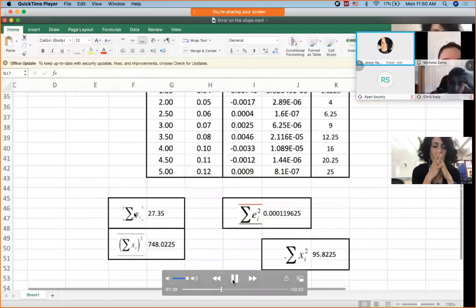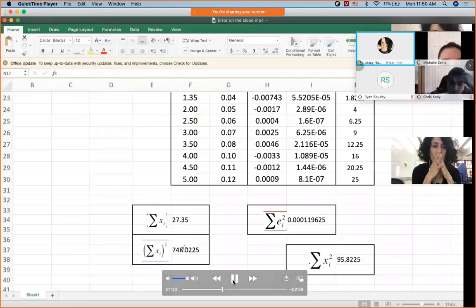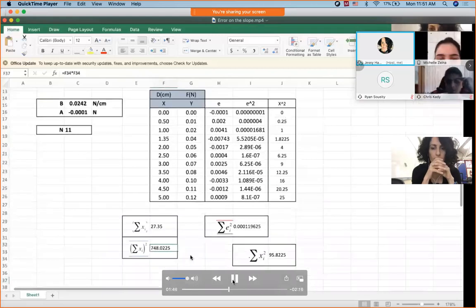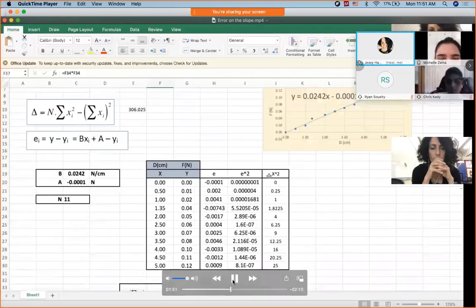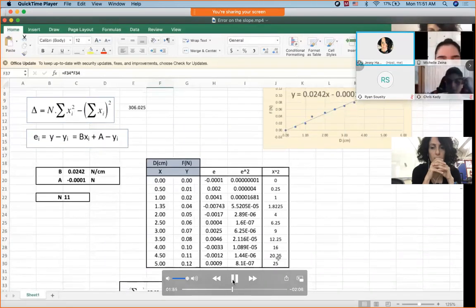And then I squared this box. If I click on this one, you see the formula. It's F34 times F34, or in other words, F34 squared. So this is sigma xi squared. Concerning sigma xi squared, I had to square each x in this box. I drag, and then I find the sum.